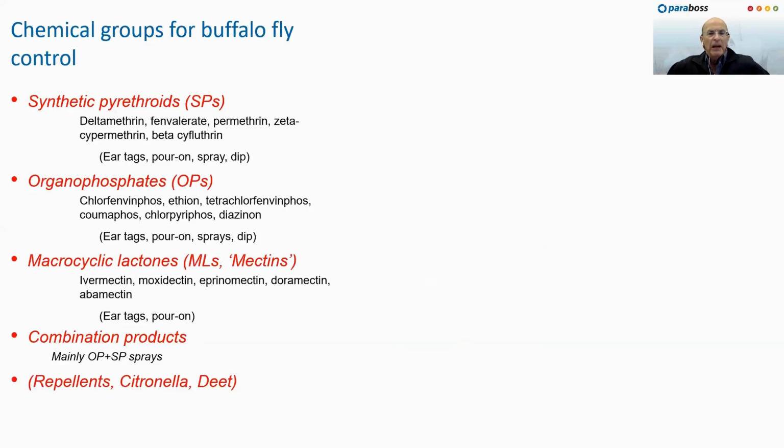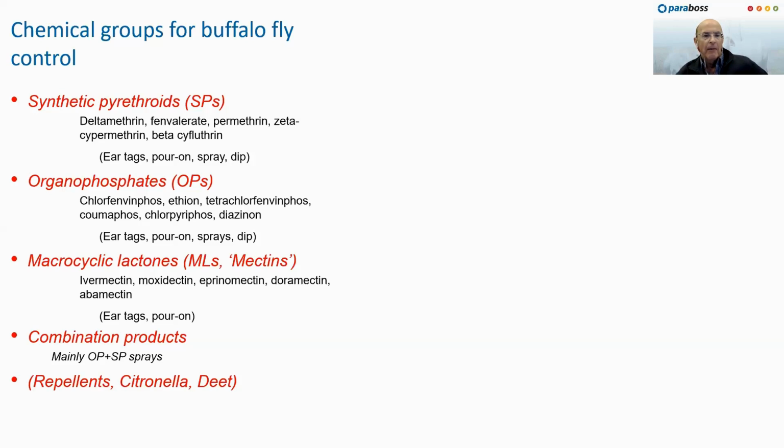So the really important thing to remember about chemical control is there are a number of different chemical groups. And this is important in terms of managing resistance. The three main groups in buffalo fly control products are synthetic pyrethroids, and I've listed some of the major actives there, but they're all synthetic pyrethroids. And I've listed down below what products are available. So synthetic pyrethroids are available in ear tags, in pour-ons, in sprays and dips for buffalo fly control.